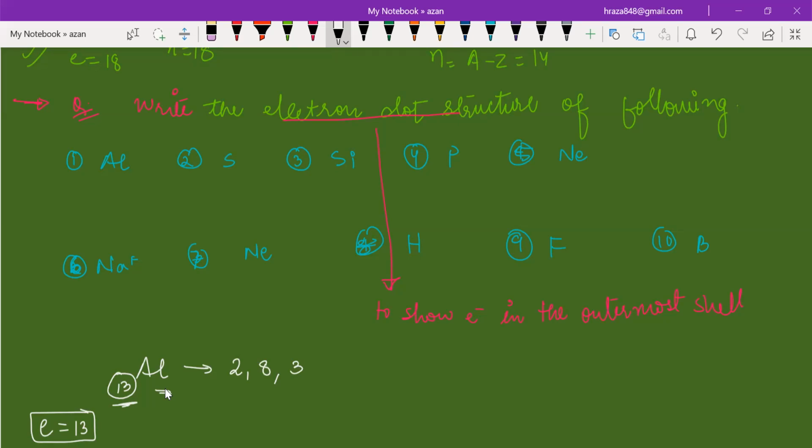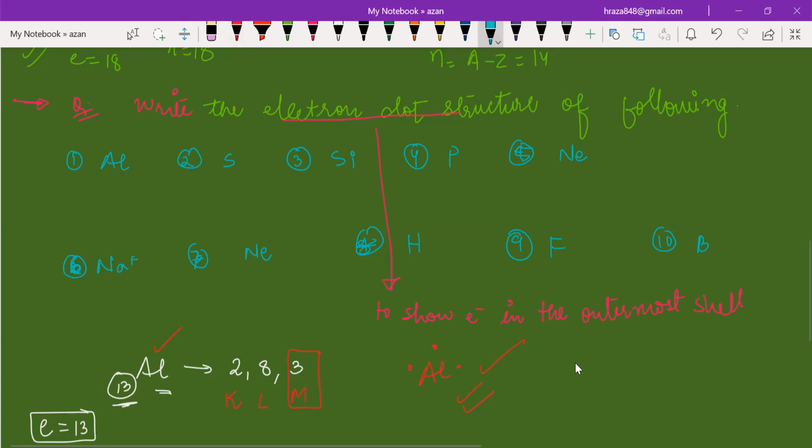Repeat it. This is the electronic configuration of aluminum. So you can see this is the K shell, this is the L shell, this is the M shell, which is the last shell. So in order to write the electron dot structure of aluminum, you just have to show these 3 electrons around this element, and this is the electron dot structure of aluminum. Got it?